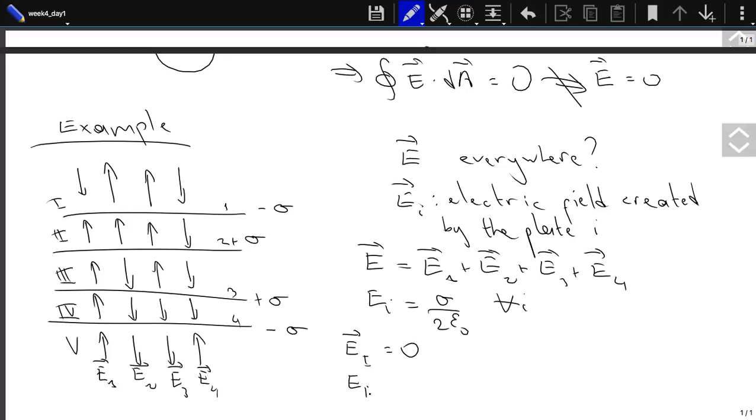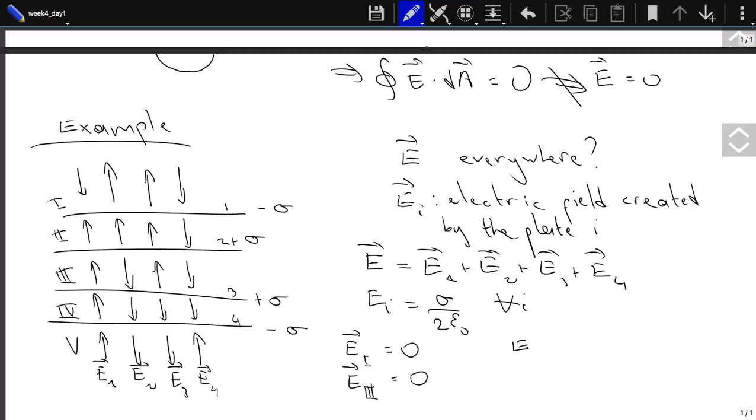Electric field in region 3. I'm not looking at 2, I jump to 3. Up and down they cancel. Up and down they cancel. So it's again 0. So that's the answer to your question.